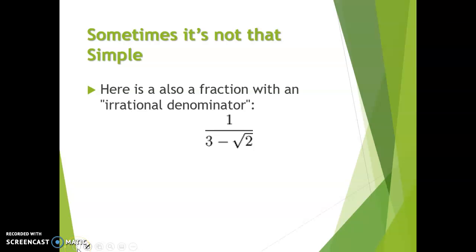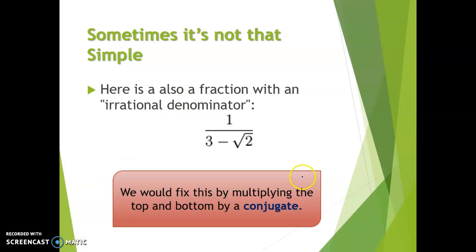But sometimes it's not that simple. Here's an example of a fraction that has an irrational denominator. But instead of just one term, like we've seen before, we now have 2 terms. Remember that terms are separated by plus or minus signs. Terms are not separated by multiplication and division, but plus or minus signs. So we've got 2 terms here. And we can't just rationalize the denominator by multiplying by root 2 like we've done because we've got 2 terms.